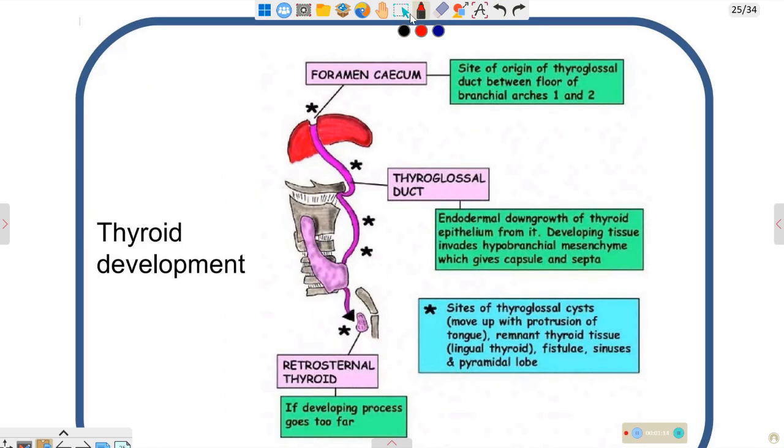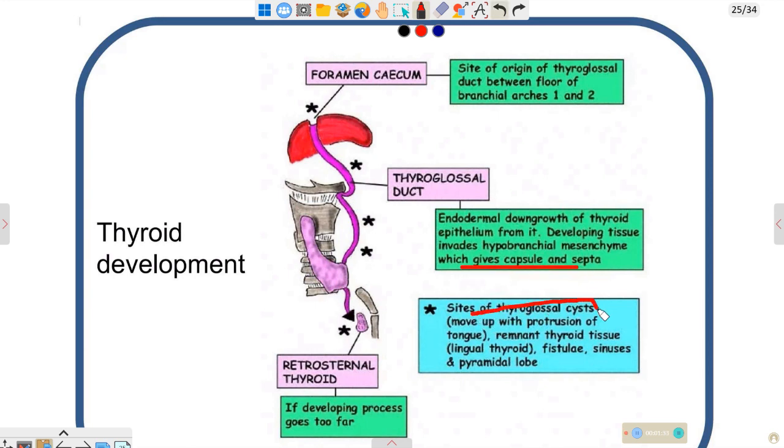And this is the thyroid development, the site of origin of the thyroglossal duct between the floor of branchial arches 1 and 2. And this is the thyroglossal duct, that is the endodermal downgrowth of thyroid epithelium from it. Developing tissue invades hypobranchial mesenchyme, which gives capsule and septa.